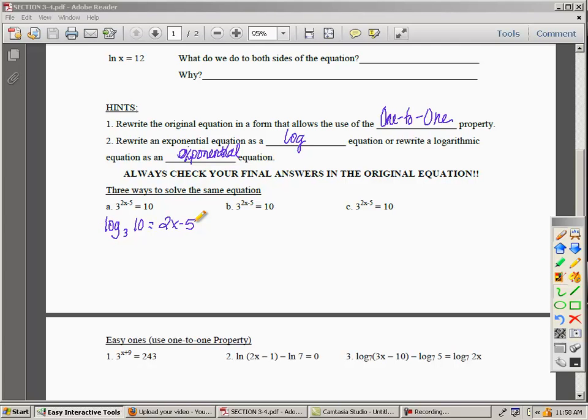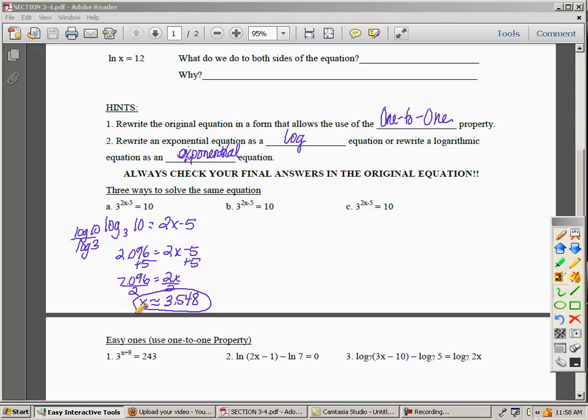This I can use a change of base, so you have the log of 10 divided by the log of 3, and you end up getting approximately 2.096 equals 2x minus 5, and then I think you can solve from there. Add 5, 7.096 equals 2x. Divide by 2, x is approximately, and I'm going to say approximately because we again did round that decimal above, 3.548. Okay, so that's the first method for solving it.